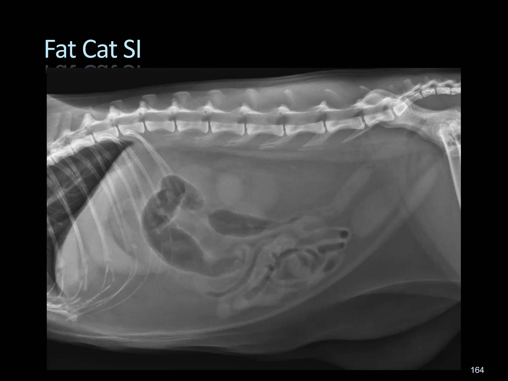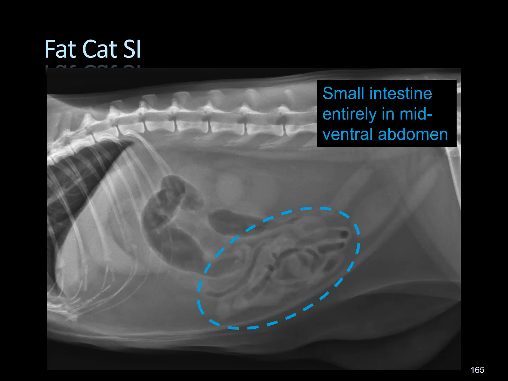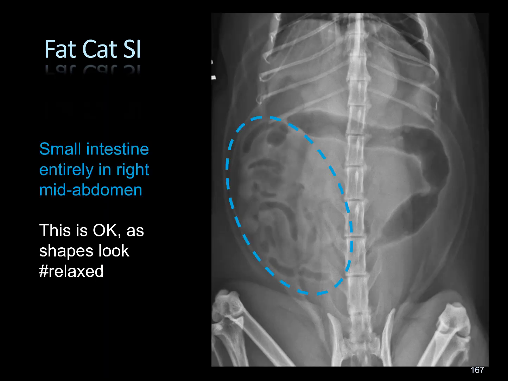So this is a normal fat cat. Again, you see that all the intestines are gathered in one spot. That's not plication. Plication is when they are truly irregular, like an accordion. These are collected in one place. And here we go on the VD view. They're collected in one place, but you can see that the shapes of the intestines are normal. They're kind of relaxed. They're gradually sweeping from one area to another. They're not really crammed together. So this is normal.